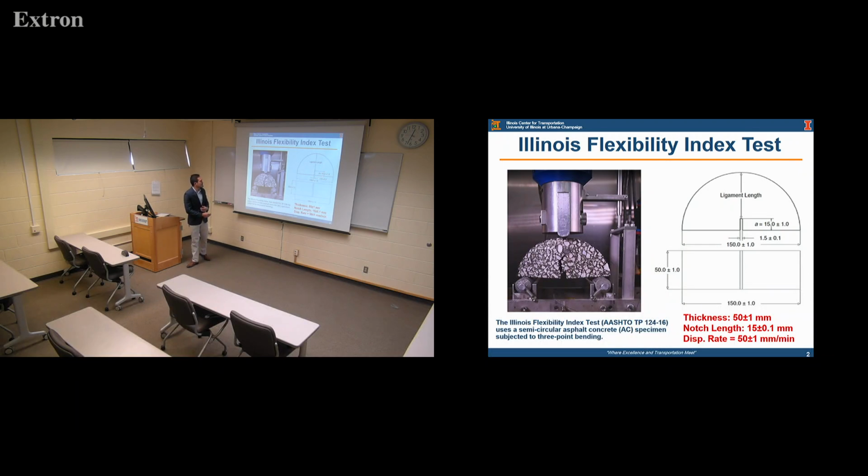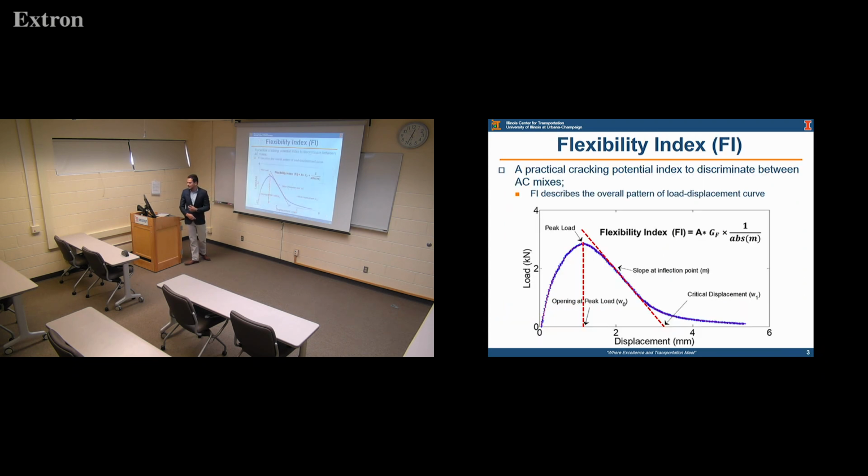During the test, we measure the load and the displacement applied to the top of the sample, and we obtain the load versus displacement curve. The load versus displacement curve gives us two main parameters. The first one is the fracture energy, that is basically the area under the load versus displacement curve divided by the physical ligament area where the crack is propagating in the specimen.